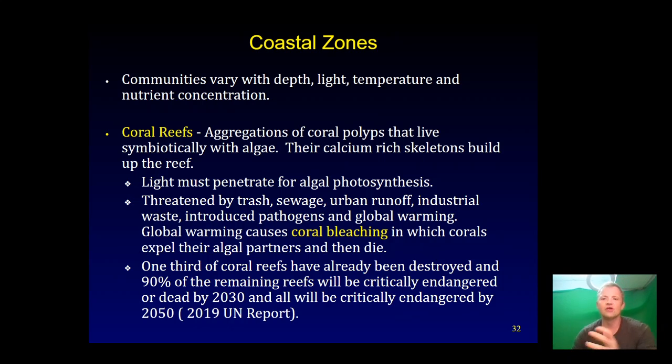Really, it's just the symbiosis of organisms that exist in this area, and they live off each other and cohabitate. And light must penetrate for algae photosynthesis, right? So you never see coral reefs in northern or very southern climates because they need warm temperatures as well as a constant amount of sunlight.